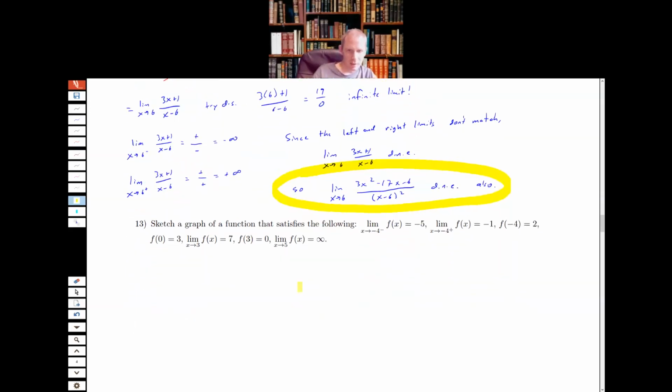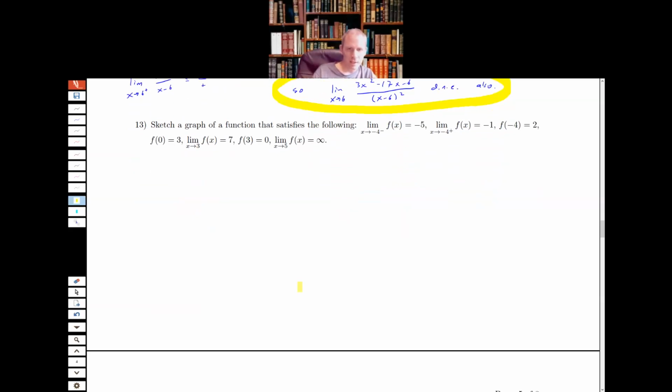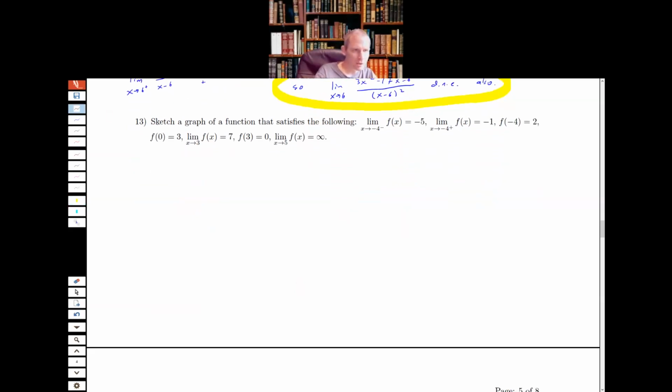Okay, let's go ahead and take a look at this graphing one. Sketch a graph of a function that satisfies the following. Okay, so I'm going to start with some axes, and what I'm going to do is I'm just going to put in the relevant information as I go. Okay, so for this first piece, I'm looking at the limit as x approaches negative 4 from the left. So I'll throw a negative 4 in my graph.